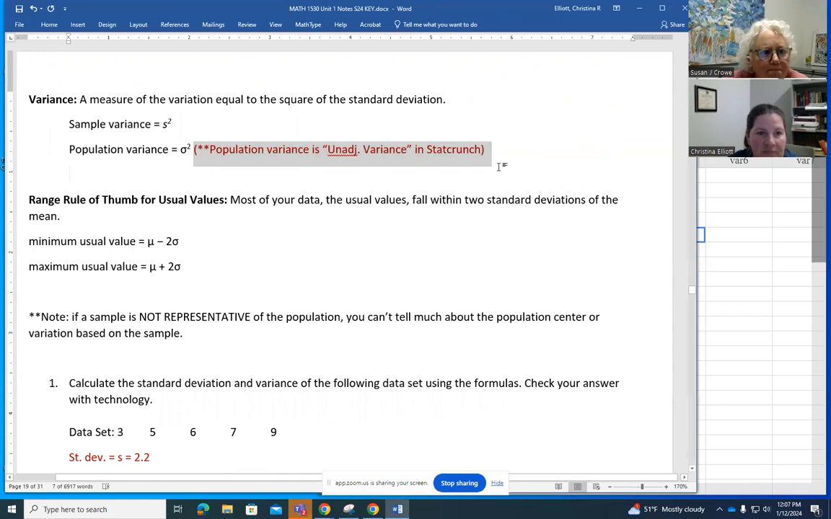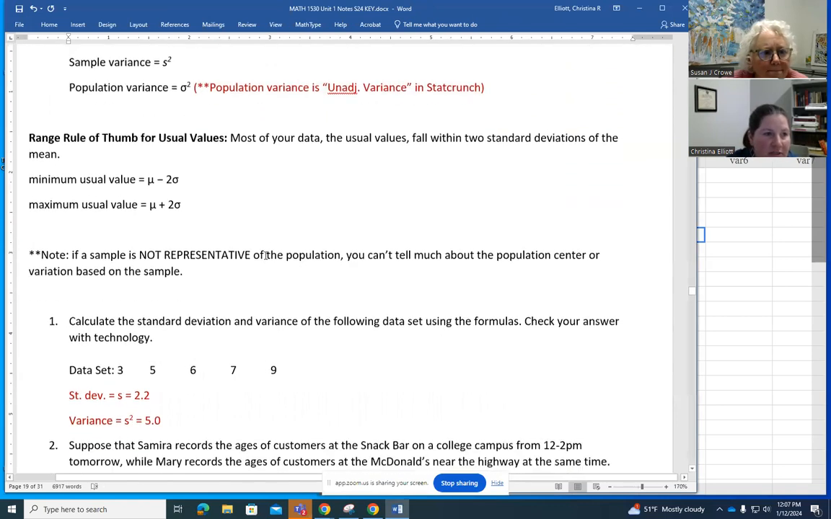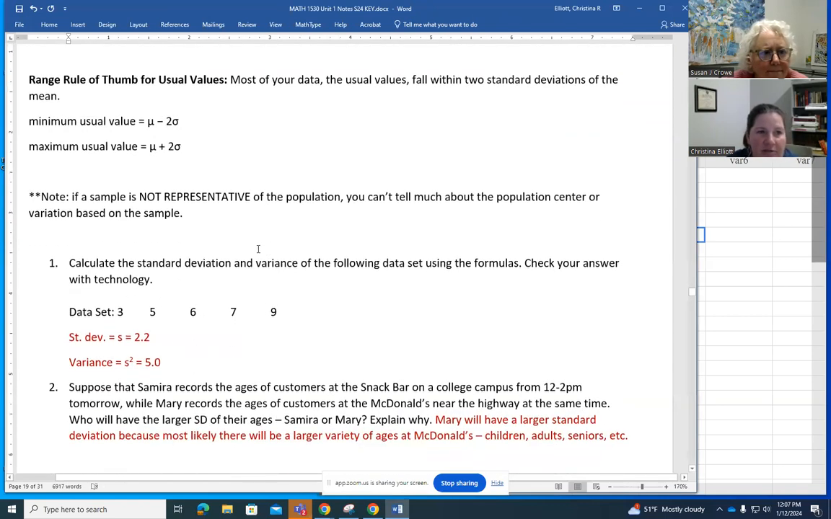Really, one of the main things that we want to know the standard deviation for is what kind of values can I expect to find in my data set? And we call those the usual values. Our usual values fall within two standard deviations of the mean. So if I have a data value that is four standard deviations above the mean, that would be unusually high compared to the rest of the data set.